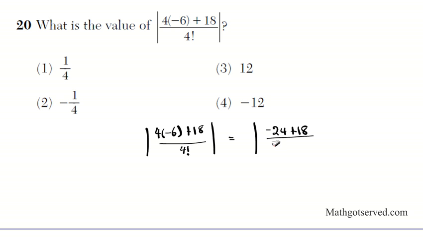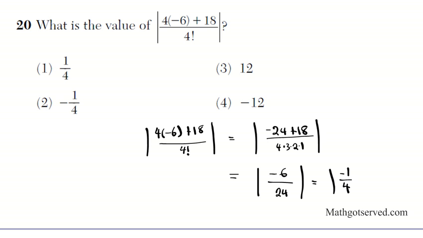We can simplify the denominator. 4 factorial is simply 4 counting down all the way to 1 and multiplying the numbers. So 4 times 3 times 2 times 1. That's what factorial means. And then equals the absolute value. Negative 24 plus 18 is negative 6. Now we multiply 4 times 3 is 12, times 2 is 24. Okay? Now I can reduce this by dividing by the GCF, which is 6. If I divide top and bottom by 6, I'll have the absolute value of negative 1 over 4.